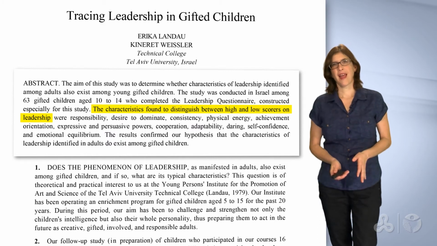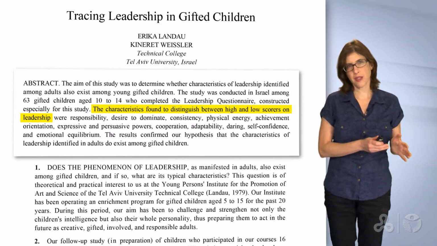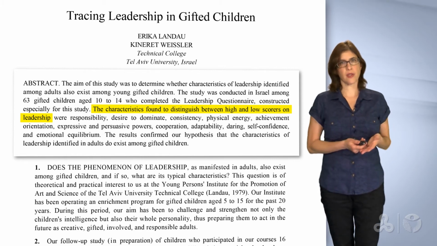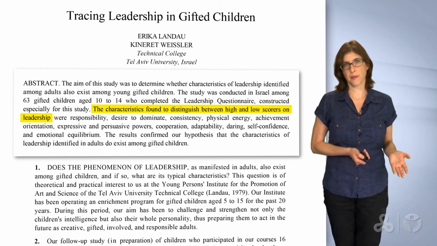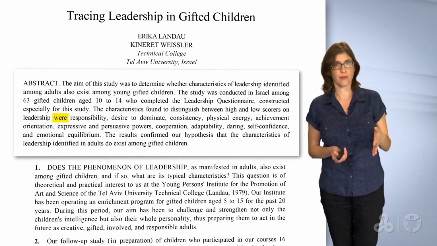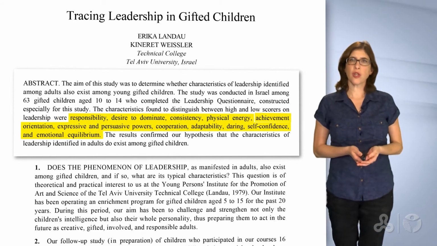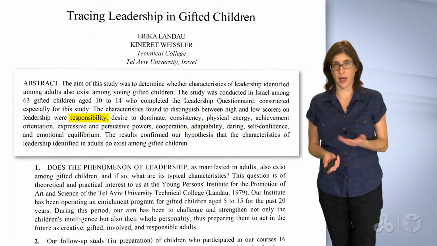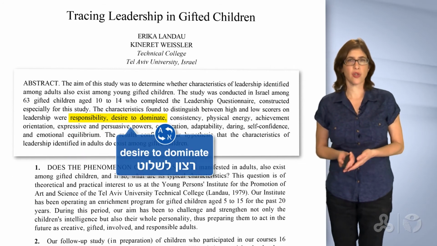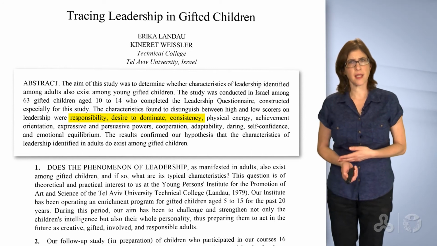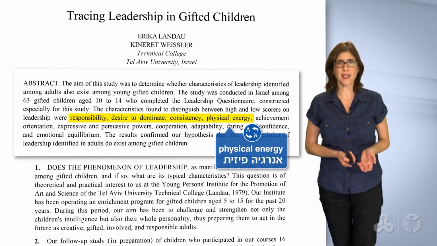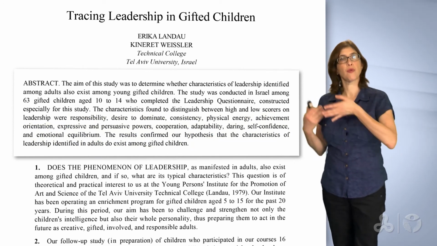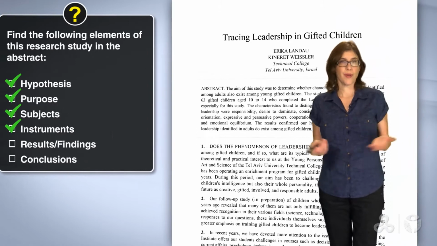So the results are the characteristics found to distinguish between high and low scores, between those with high and low scores, were. Now, there is a list here of the characteristics that distinguish between those who are more leaders and those who are less. Let's see some of them. Responsibility, desire to dominate, consistency, physical energy, and so on and so on. That is, the researchers found that there are characteristics that distinguish between those who are more leaders and those who are less. So, we found our findings.